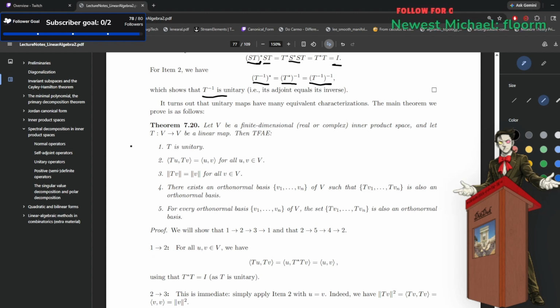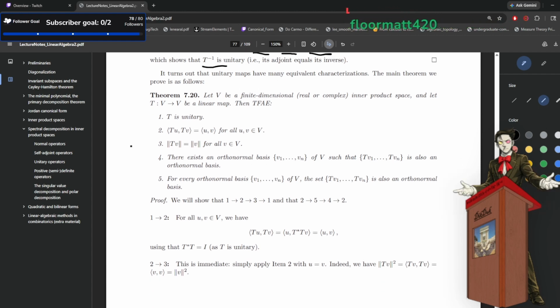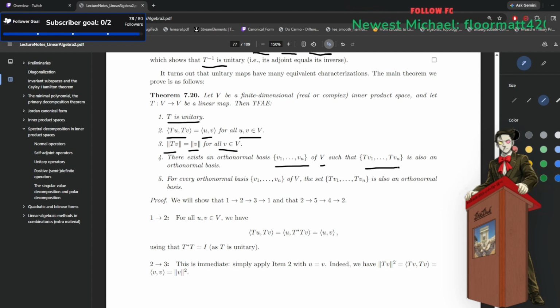This is most certainly an important one for the upcoming exam of mine. Let V be a finite dimensional real or complex inner product space, and let T from V to V be a linear map. Then the following are equivalent. 1: T is unitary. 2: <Tu,Tv> is equal to <u,v> for all u, v in V. 3: The norm of Tv is equal to the norm of v for all v in V. 4: There is an orthonormal basis v1 through vn of V such that Tv1 through Tvn is also an orthonormal basis. 5: For every orthonormal basis v1 through vn of V, the set Tv1 through Tvn is also an orthonormal basis.